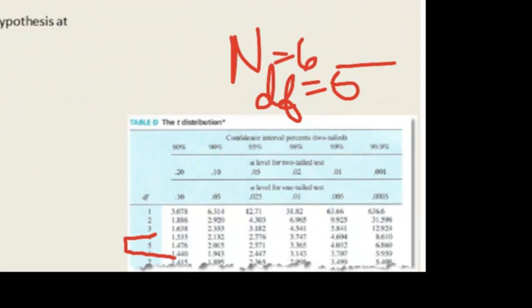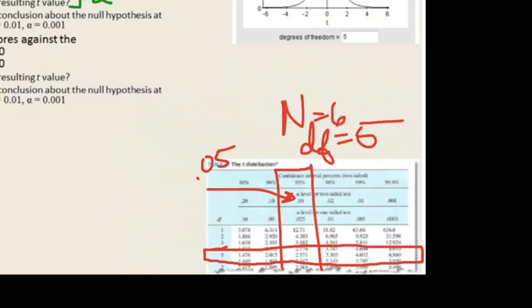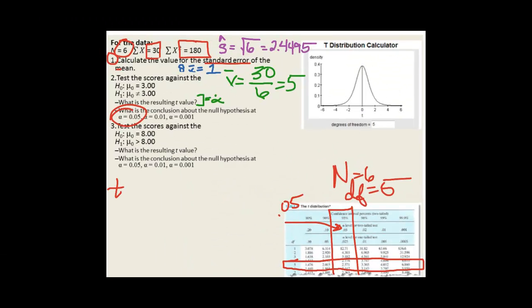So I'm looking at this row here, and I'm going to test first the 95% confidence level, which corresponds to a two-way alpha of 0.05. The way you write this for the T critical is t at 0.05, parentheses, DF equals 5. That tells me this is the critical value for T at 5 degrees of freedom for an alpha of 0.05.